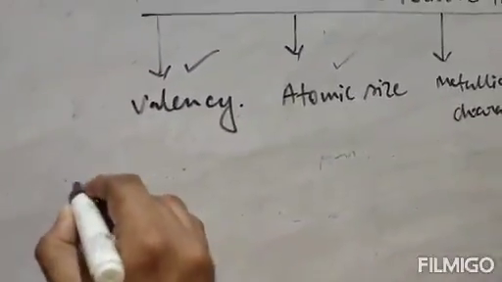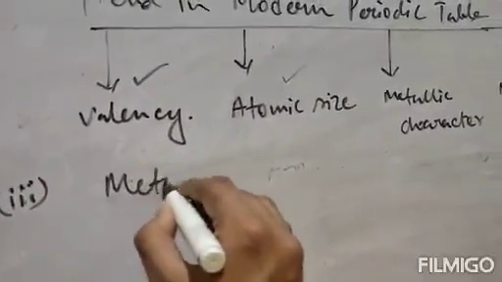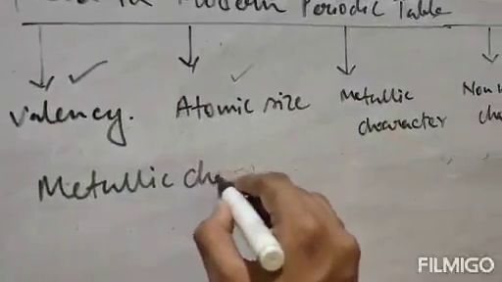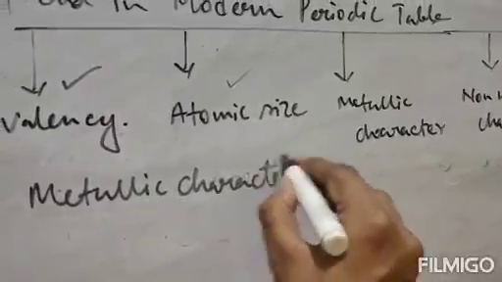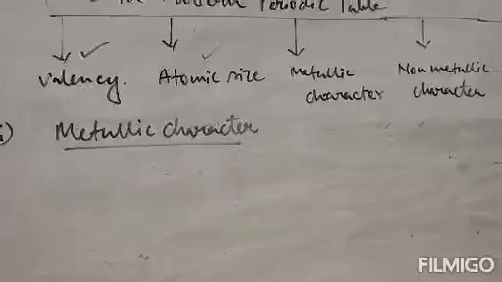Next one is metallic character. How metallic character changes periodically and group wise. So number 3, that is metallic character.